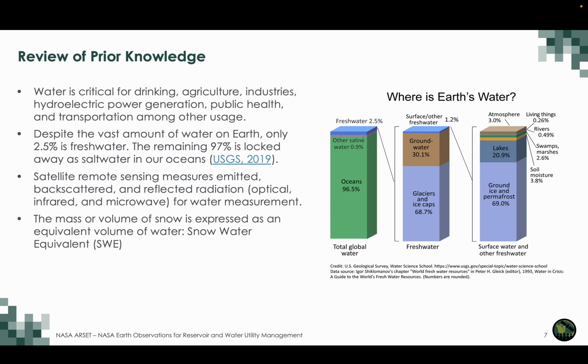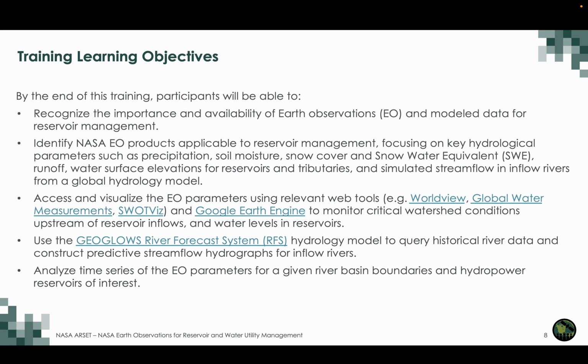Satellite remote sensing helps monitor surface water extent, water levels in reservoirs and rivers, and their surrounding watersheds. Satellites measure optical, infrared, and microwave radiation, either emitted, reflected, or backscattered by the Earth system, and that allows us to detect water measurements.